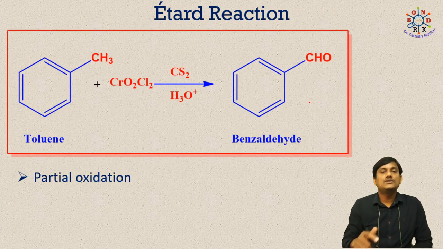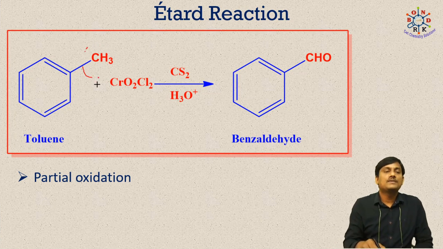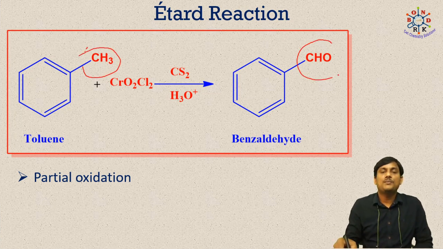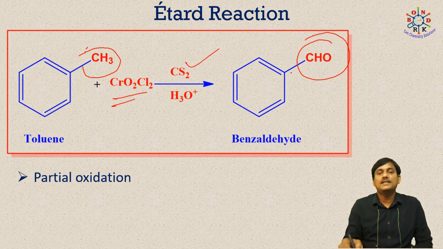Let us take the Etard reaction. It's a partial oxidation of CH3 into CHO. When you treat toluene with chromyl chloride, CrO2Cl2, in carbon disulfide, there is a formation of benzaldehyde.